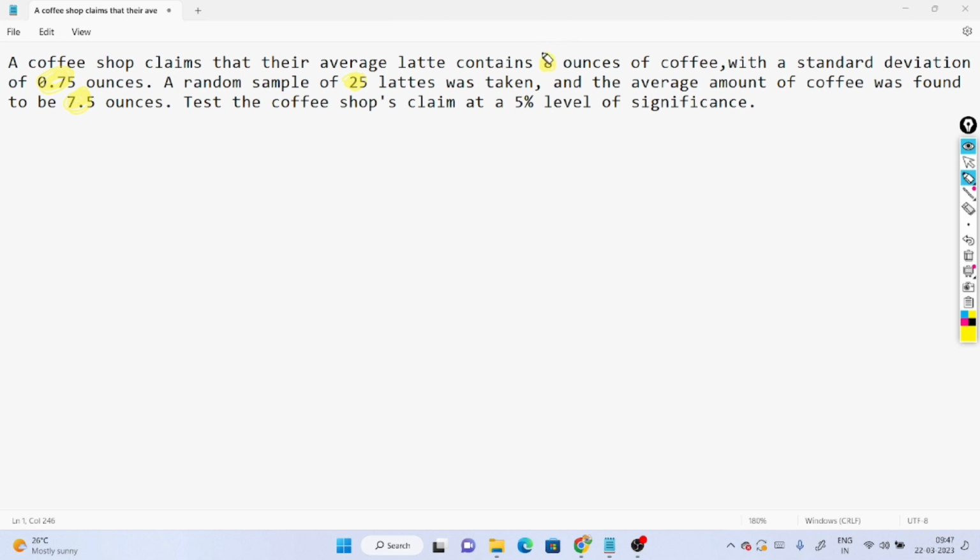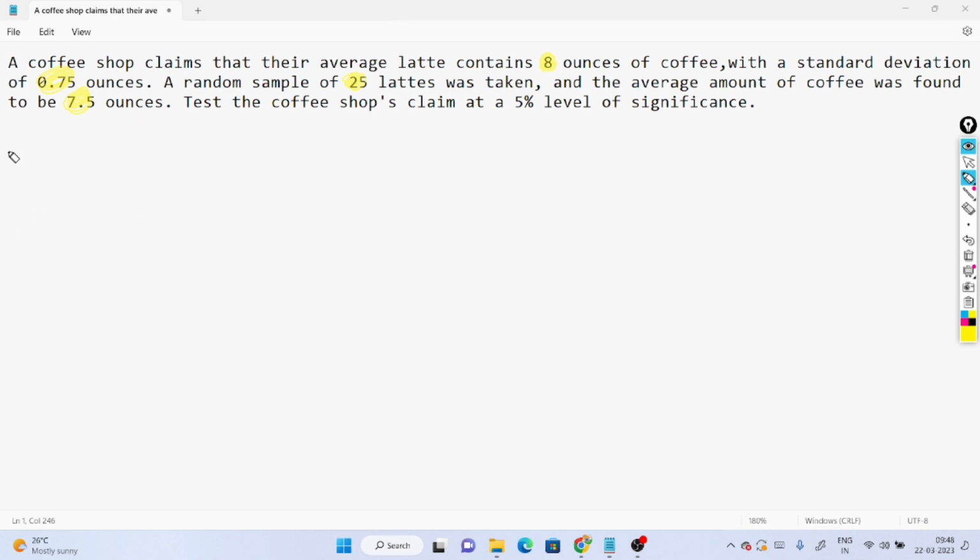Because in the population, it was claimed that it was 8, but while taking a sample of 25 items, he has found that it is just 7.5 ounces. So now the problem for us is to test the coffee shop's claim at a 5% level of significance, whether it would be possible or not. That means whether we can prove that the average of the population could be less than 8 or not, because here we have found 7.5 for the sample. So we have to check whether the population data is correct or not.